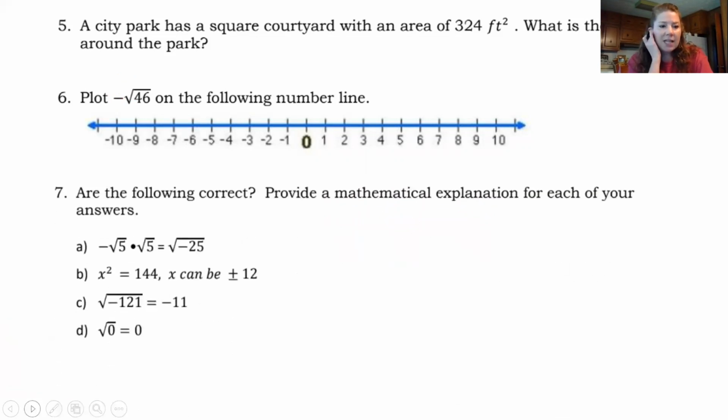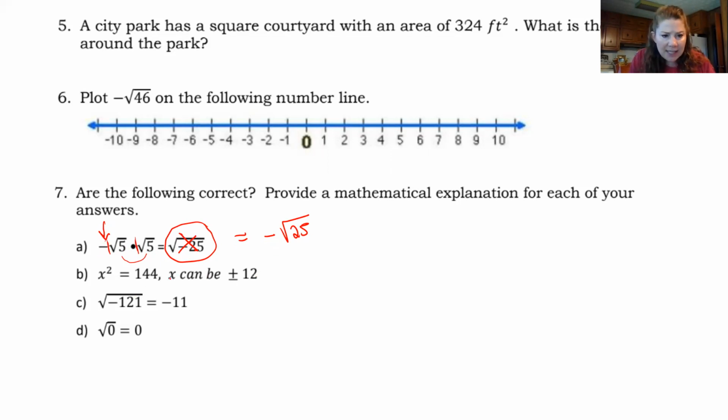Number 7, are the following correct? Provide a mathematical explanation for each of your answers. Well, I know that the square root of 5 times the square root of 5 is 25. And this is asking what's the opposite of the square root of 5. So this is not right. First of all, this has no solution. But the answer would be the opposite of the square root of 25, right? Because I can multiply those radicals together. And this is just like saying -1 times +1 is -1.